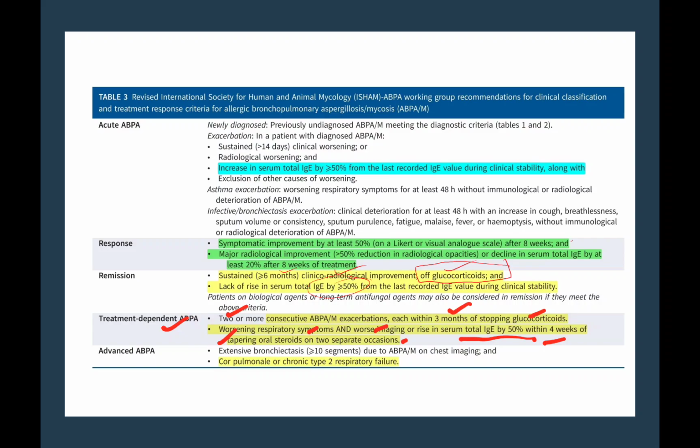Advanced ABPA: if the patient has extensive bronchiectasis involving more than 10 segments and the patient develops cor pulmonale or type 2 respiratory failure, this is advanced ABPA.